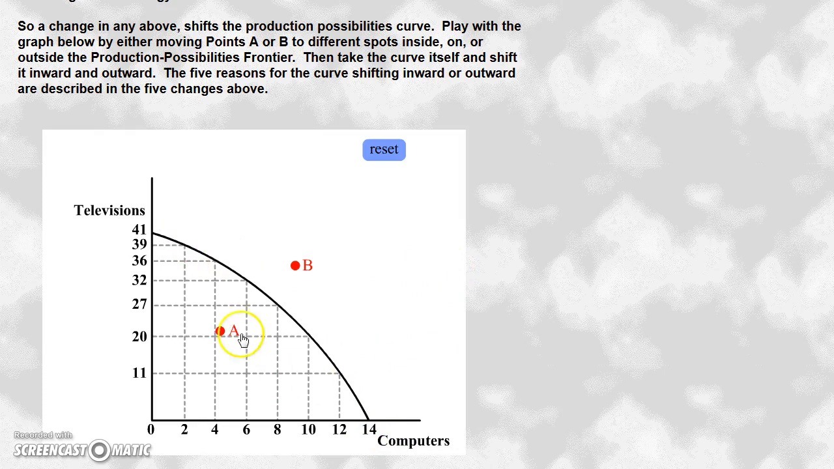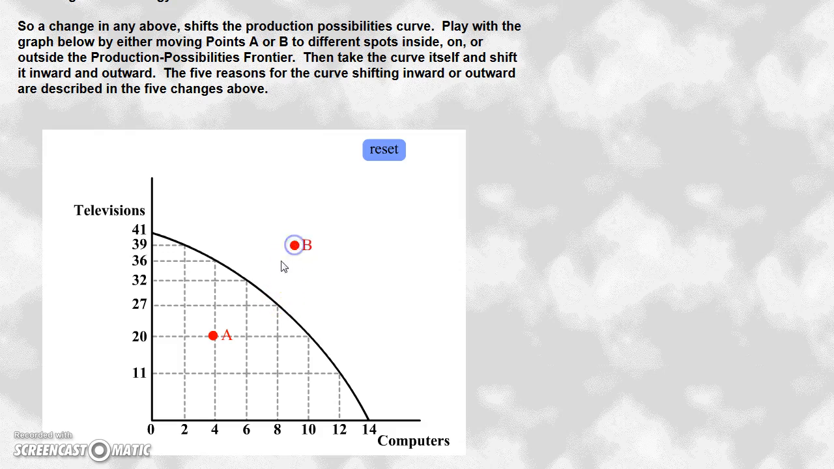What happens if you're at point A inside the curve? That means that you're not using your resources to the best of their ability. Usually this indicates that there's a recession. So you can be using land, labor, or capital up here, but maybe there's a recession and so unemployment rates are high and therefore you're producing somewhere in here. It could also be because maybe there was some sort of issue at a plant or something like that, and so you're not able to use all your resources, so you're in here.